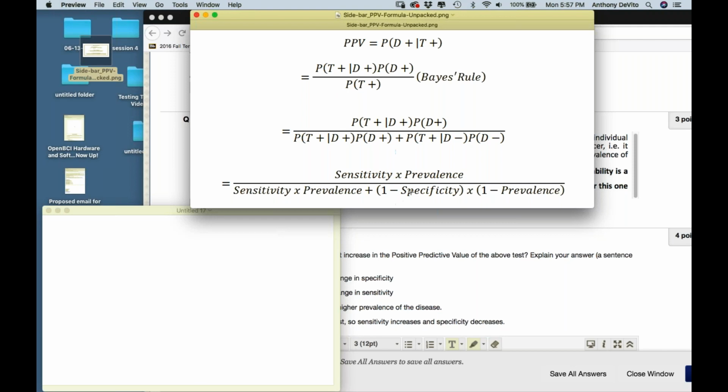And 1 minus the specificity is the percentage of time that it gets it wrong. So the percentage of time that it gets it wrong times the percentage of people that don't have the disease gives you the percentage of people that are false positives, rather. So we have true positives over true positives plus false positives, but in the form of percentages, but it still gives us the right ratio so that we wind up with the positive predictive value, the probability that you have the disease given that you've tested positive.